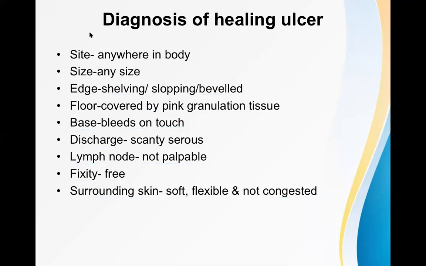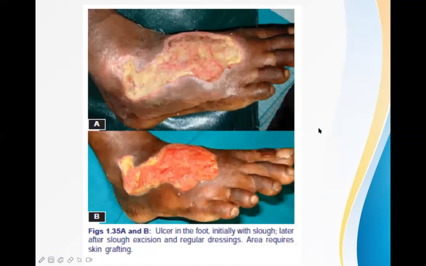Now let's see some pictures and try to consolidate the knowledge. All of you, please pay attention to your screen. What can you see here? Look at this area. Especially this area. Rather than A, B is even better. Now this is pink granulation tissue. Still some slough is remaining on the side. This is called slough.